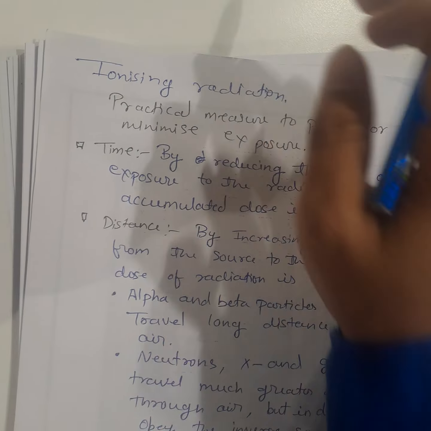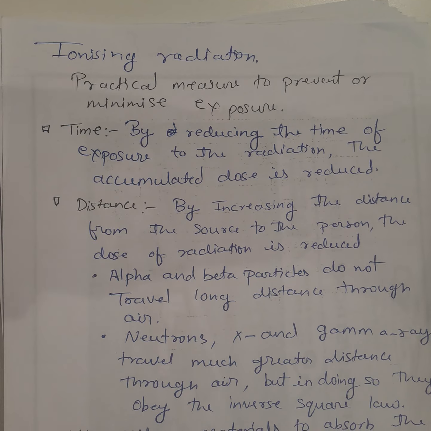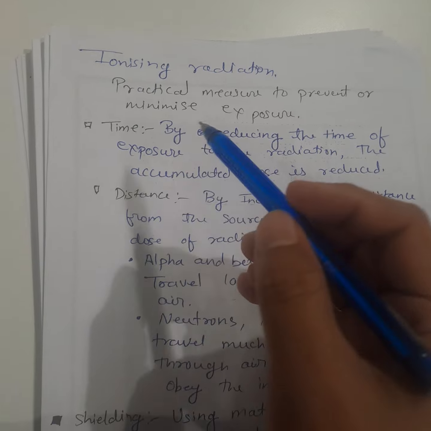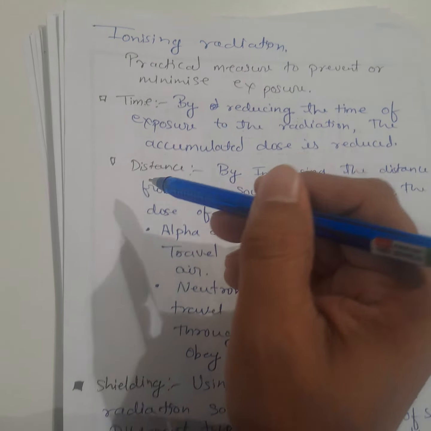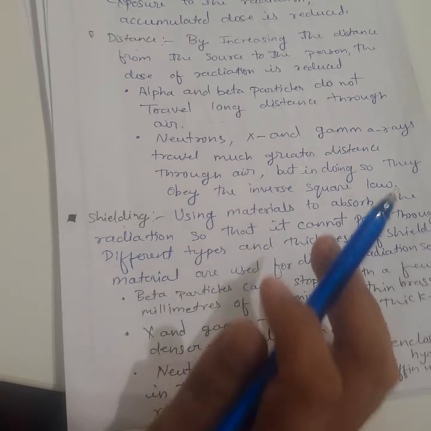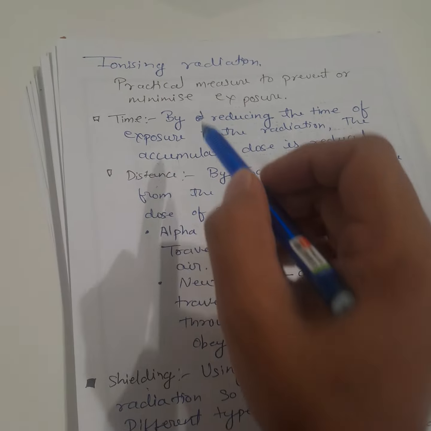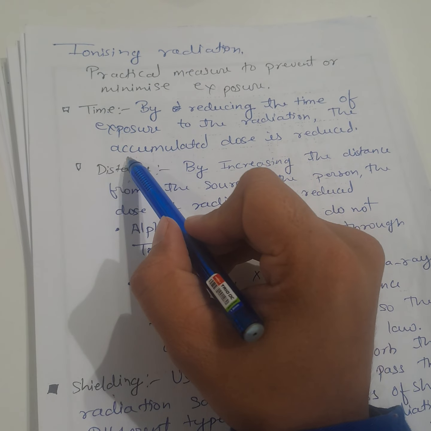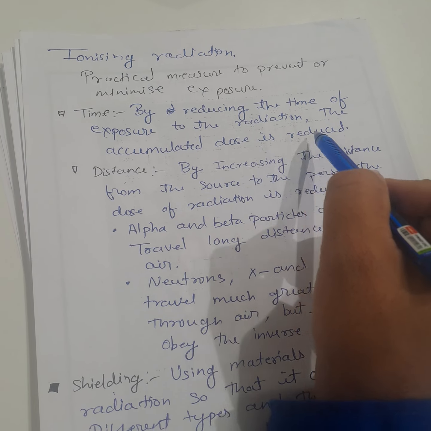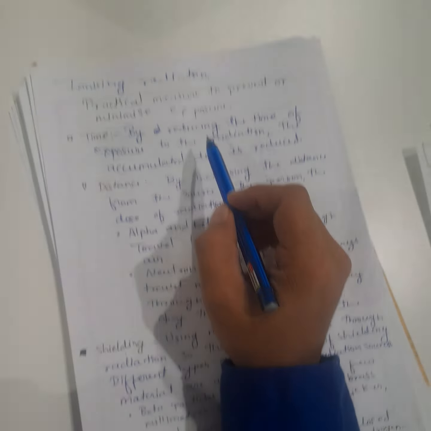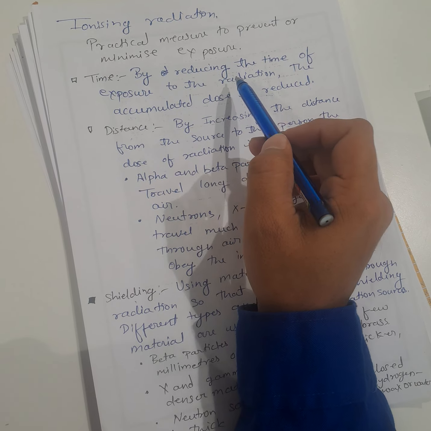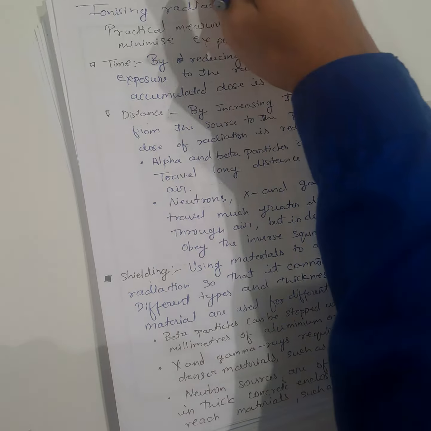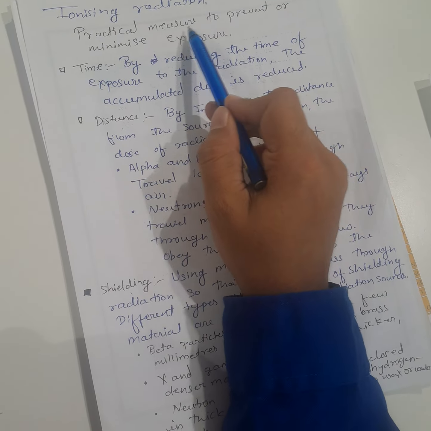So for ionizing radiation, what are the practical measures to prevent or minimize exposure? First one is time, second one is distance, third one is shielding. By reducing the time of exposure to the radiation, the accumulated dose is reduced. It means that where there is radiation in the workplace, we can reduce the time of the employee who is exposed. So this is a preventive measure.